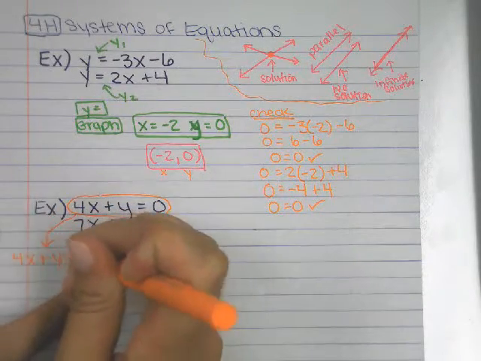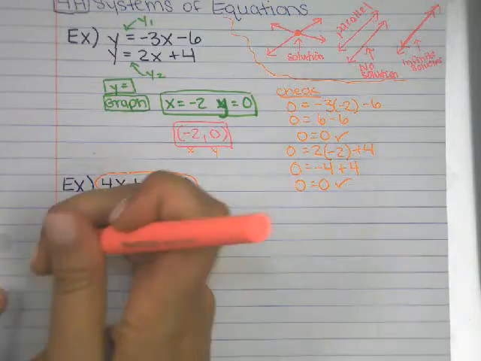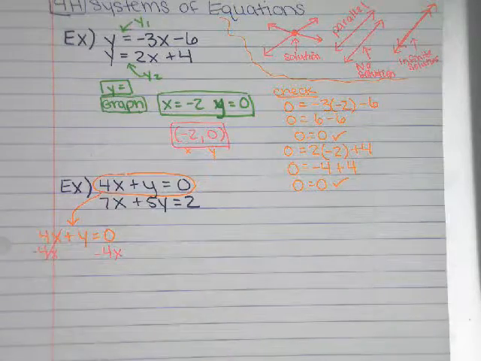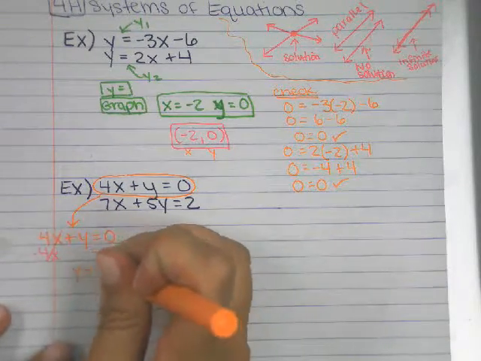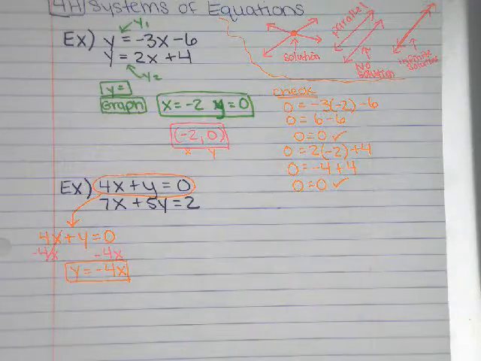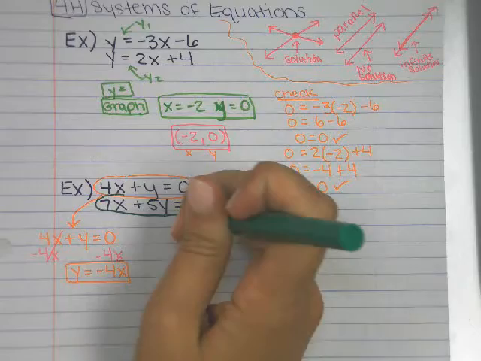4x plus y equals 0. Our goal is to get y alone, so I'm going to subtract 4x on both sides. So y equals negative 4x. That 0 kind of goes away. There's one of them. I'll do the same thing with my second equation.